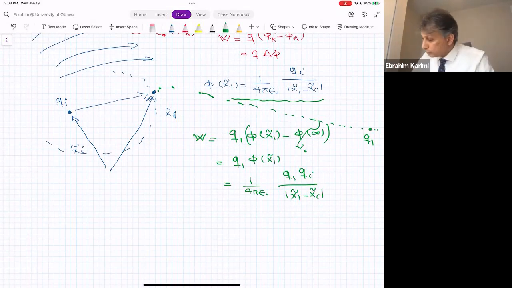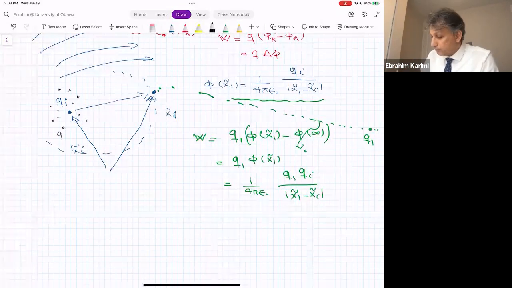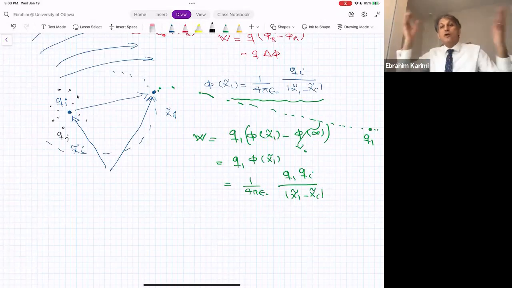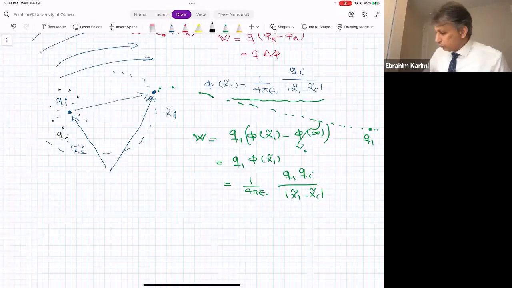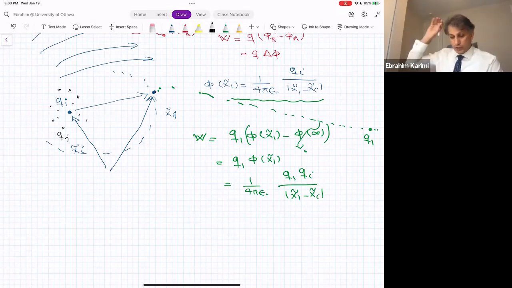Okay, now assume that I have so many of those Qis. I have a lot of them, from Qj until Qi, of which there are n. So the work that I have to apply will again be Q1 times the potential due to the charge distribution at the position of x1, minus the potential at infinity. Again, the potential at infinity is 0.